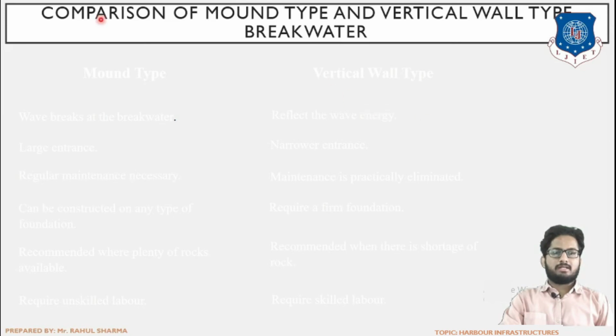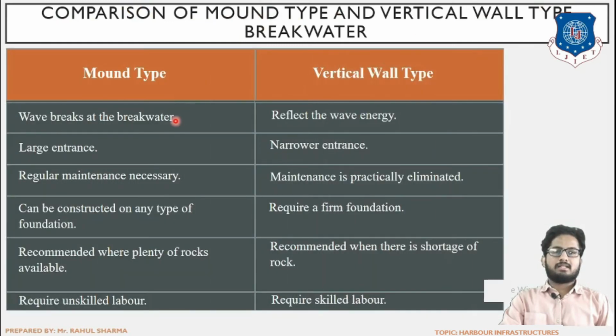Next is important topic, that is comparison between the mount type or rubble mount type breakwater and vertical wall type breakwater. So now let us understand the differences. The first point is regarding the breaking of wave energy. So wave energy will break or dissipate in this case, and here the wave energy will be reflected. I already explained this point in detail when we have seen the sketches of both these types.